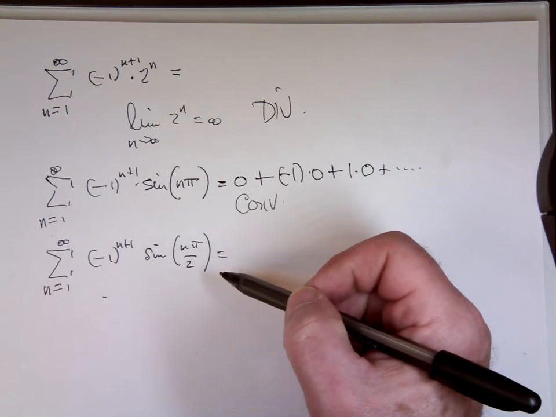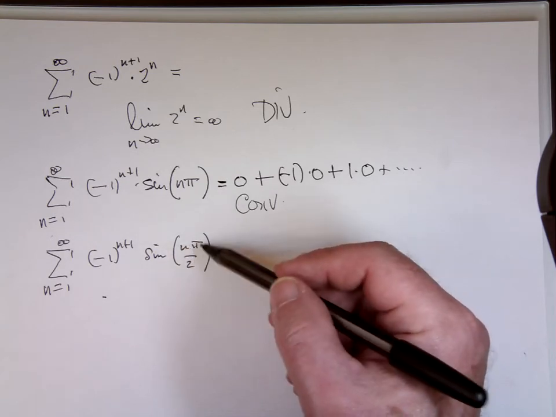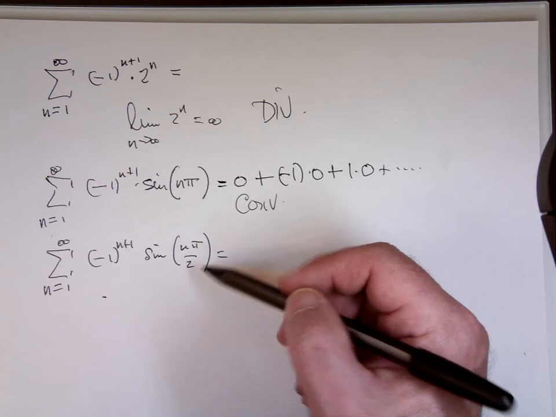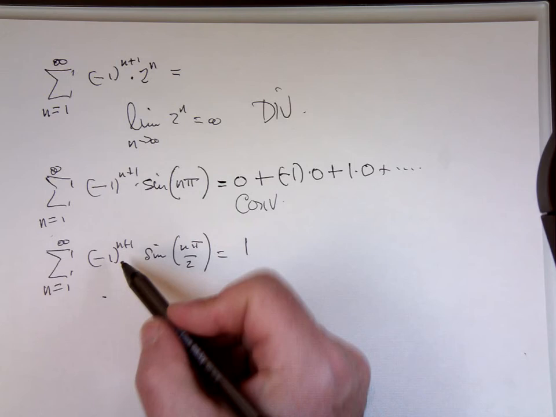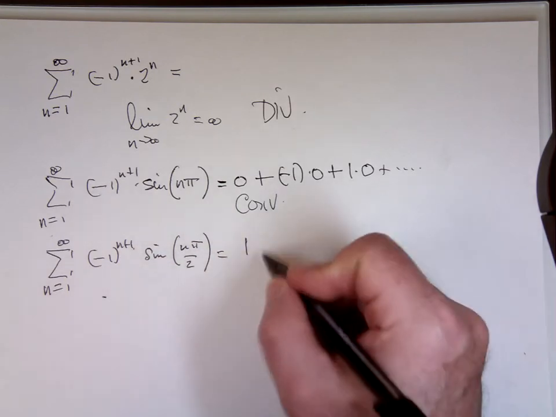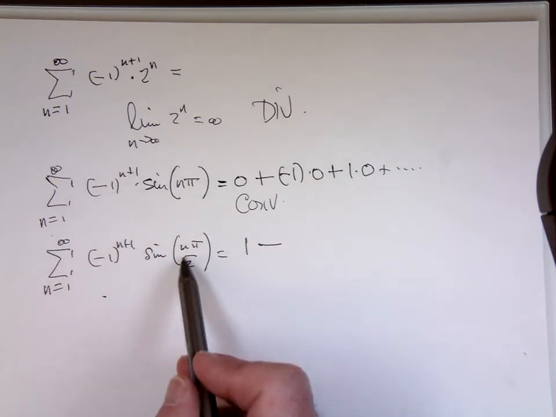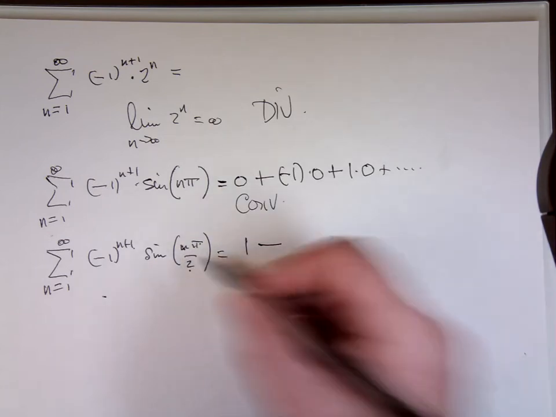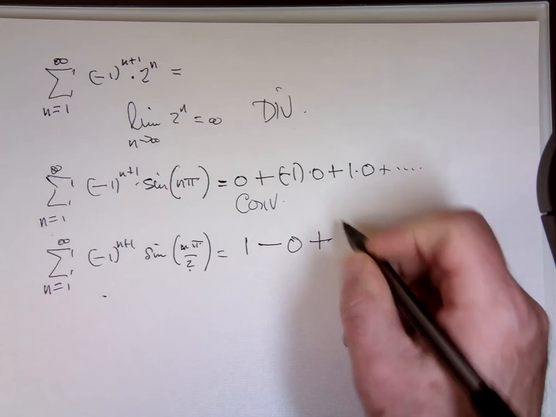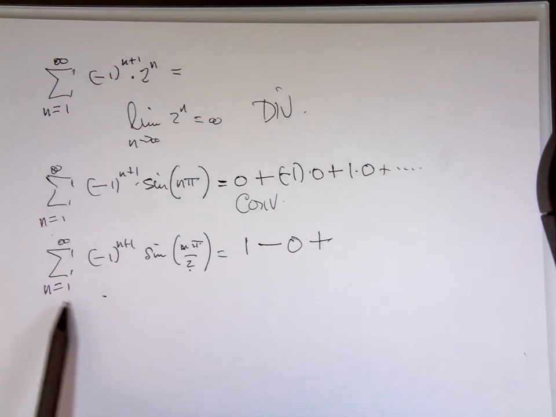So I get 1. Now let's let n equal 2. 2 plus 1 is 3. This is negative 1 now. Now, n is 2. I get 2 times pi over 2. The 2's cancel. I get the sine of pi, which is 0. And I get a plus. Now, n is 3. Okay, that will give me the plus here. 3 plus 1 is 4. But what's 3 pi over 2?